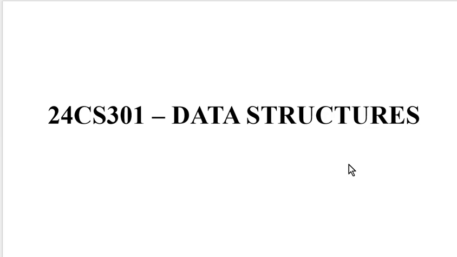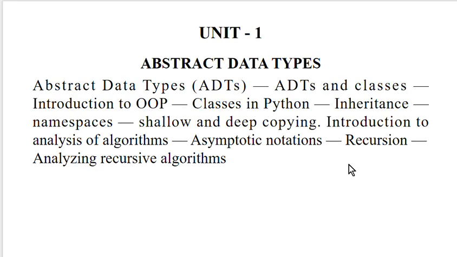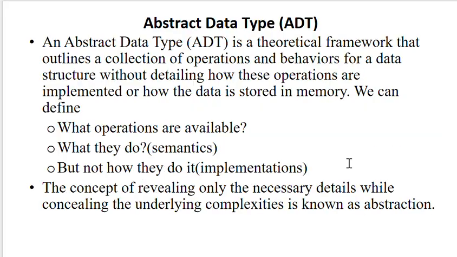The basics of data structures in Unit 1: Abstract data type. These are the concepts present in Unit 1. What is meant by abstract data type? It is a framework that outlines a collection of operations and behaviors for a data structure without dealing with how these operations are implemented or how the data is stored in memory.